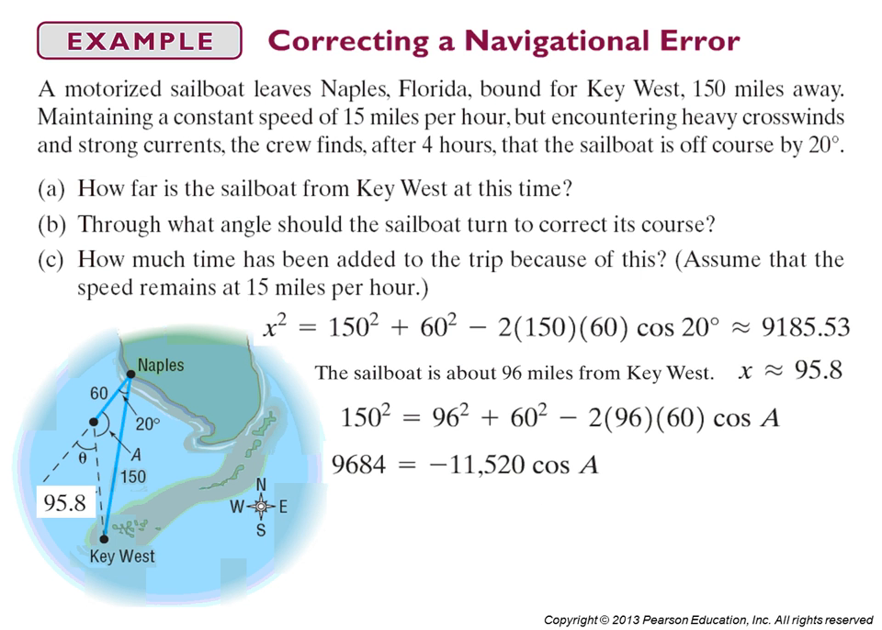So when you do the math on that, it's 150 squared equals 96 squared, that's this item here, plus 60 squared, that's this one here, minus 2 times 96 times 60 times cosine A, because 150 is across from the angle we're looking for. So we add these together, and we subtract them, and we multiply these through, and then we divide by negative 11,520, and then we inverse cosine, we get this angle is 147.2.